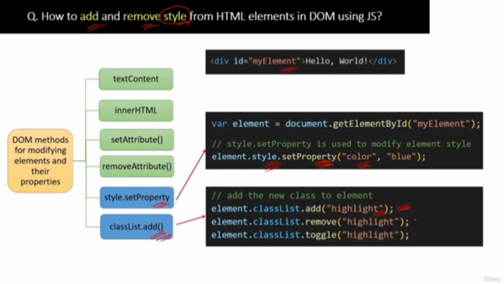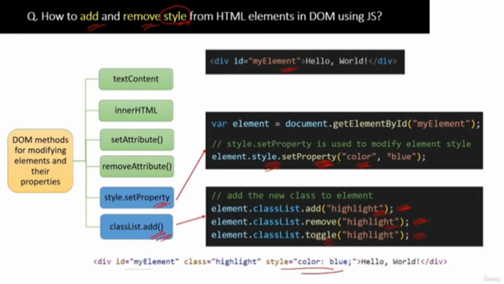Then with the remove method, we can remove the class also. And with the toggle method, we can add the class if it is not there. And if it is there, then toggle will remove it. That is the purpose of the toggle method. Finally, in the browser, the style property will be set to blue like this, and class will be set to highlight. That is the answer of this question.